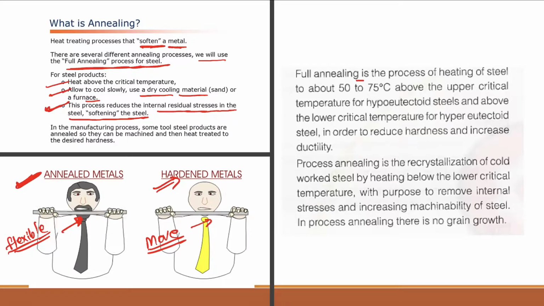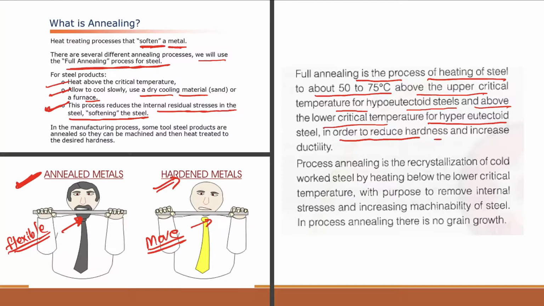So here you can see full annealing is the process of heating a steel to about 50 to 75 degrees Celsius above the upper critical temperature for hypoeutectic steel and above the lower critical temperature for hypereutectoid steel in order to reduce the hardness and increase the ductility. So this full annealing process is used to reduce the hardness and increase the ductility, right?